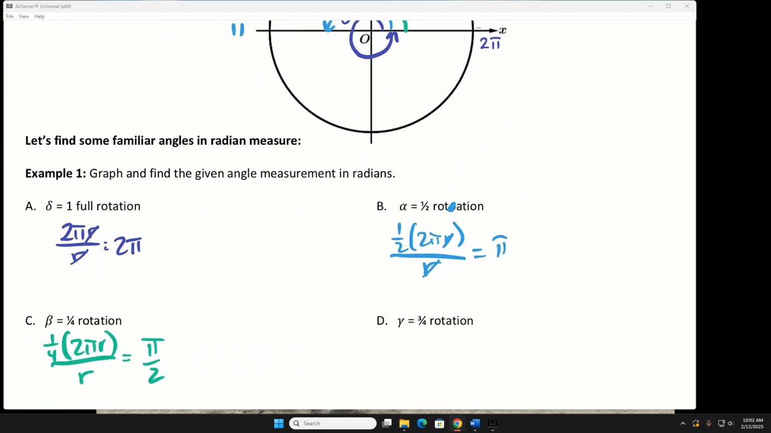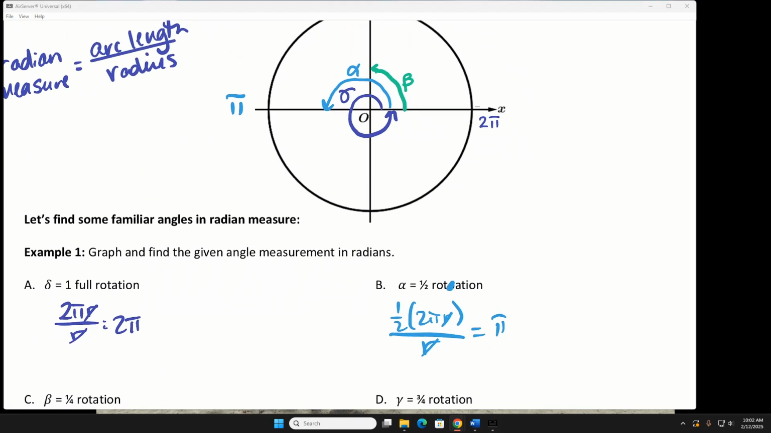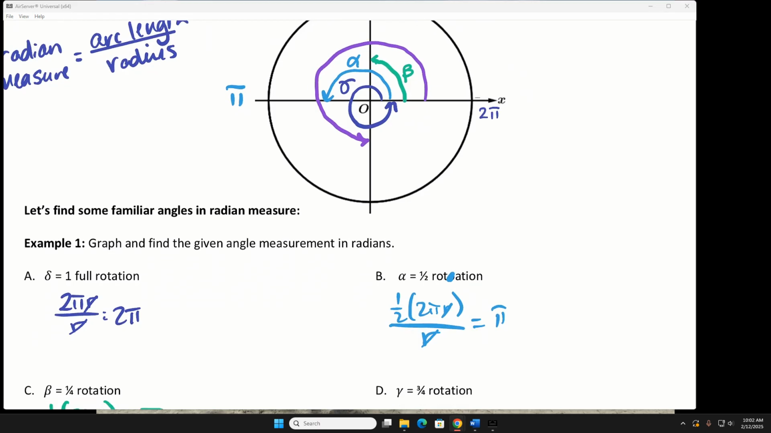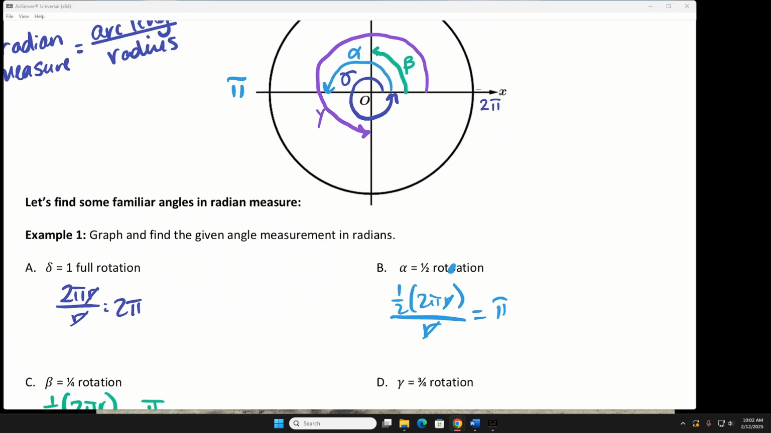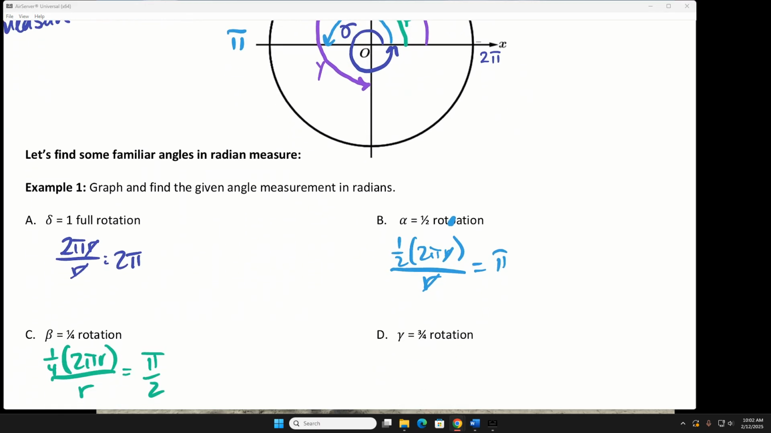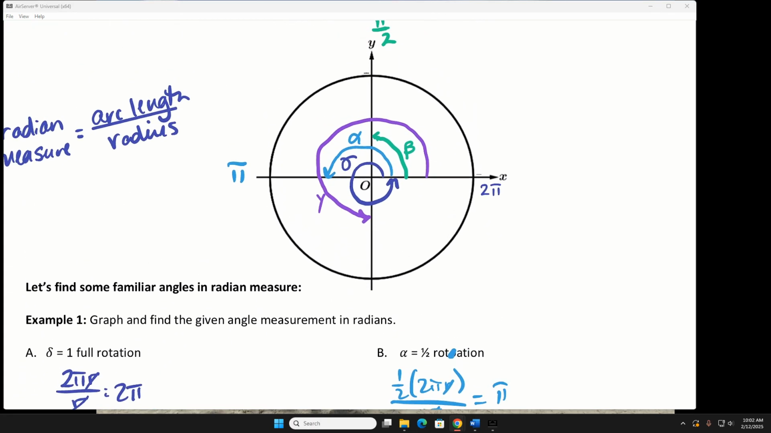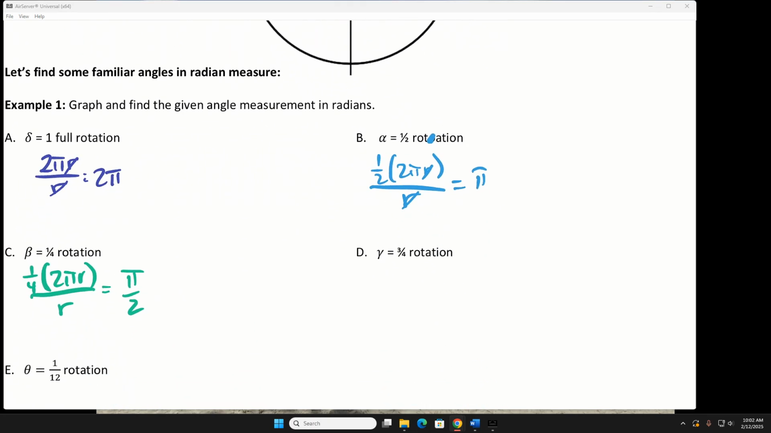All right, and then we have 3/4 of a rotation, which is going to be to here. And you might be able to just use logic to figure that out. Or we can take 3/4 of 2 pi r, divide it by r, and what should it reduce down to? 1.5 pi or 3 pi over 2? Good.